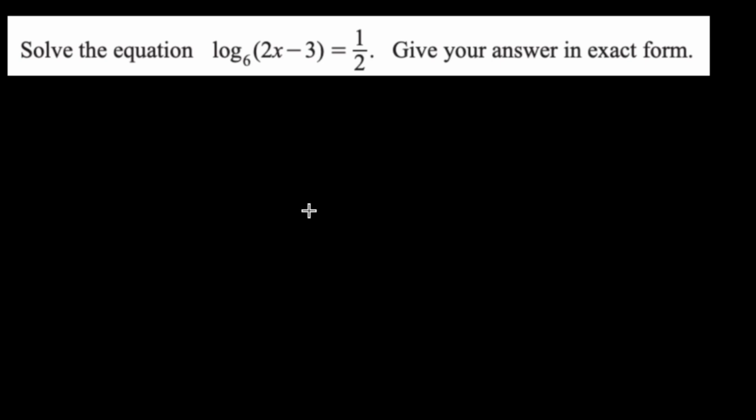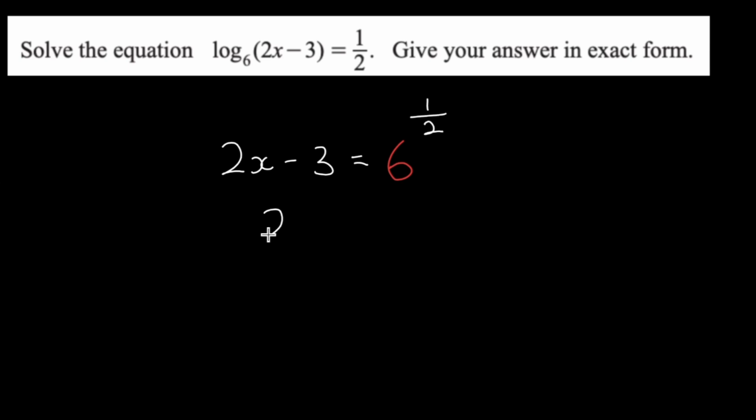Let's try another example. In this one, we need to get access to the 2x minus 3, because that's where x is located. So we need to get rid of the log base of 6 that is here on the outside. The opposite of log base 6 is an exponential base 6. So when we move the log base 6 to the right hand side, we get exponential base 6 with a power of 1 over 2. So in this case, we would have 2x minus 3 equals to, this thing moves over to become exponential base 6 power 1 over 2.